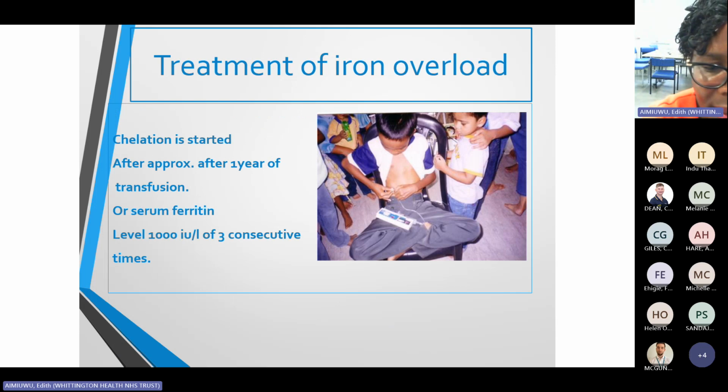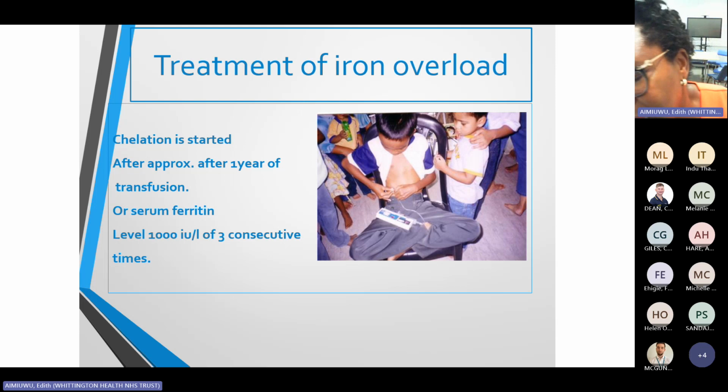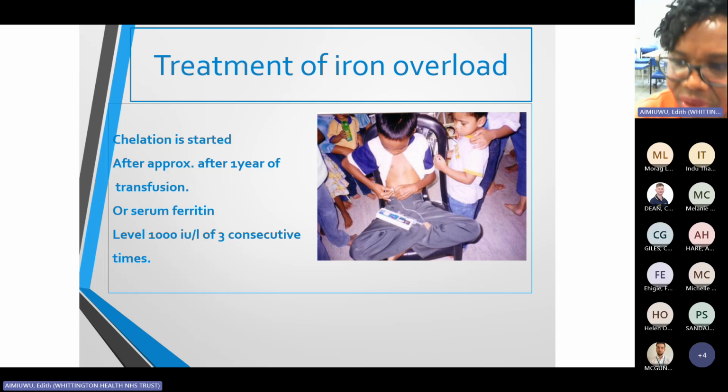This is a picture of a child inserting the desferoxamine, which has been in use. However, we find a lot of parents and children don't like it. But it is a good treatment that has been in use for a long time. We use it by putting the butterfly needle with the infusion to run overnight. The deferasirox has only been started since 2006, but it's very effective if there is good compliance.